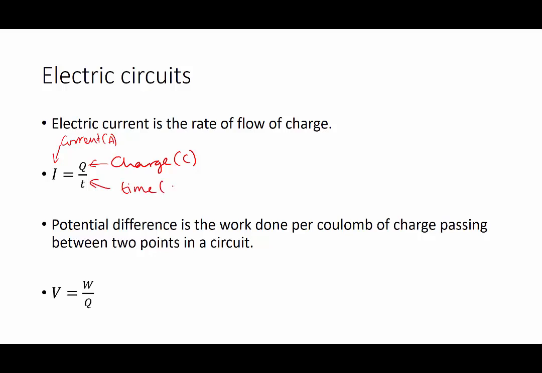Then moving on, potential difference is a measure of the amount of work done per coulomb of charge passing between 2 points in the circuit. It's the work done per unit charge. Potential difference measured in volts equals work done in joules divided by charge in coulombs.